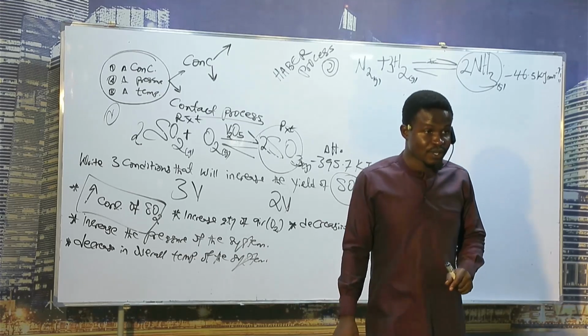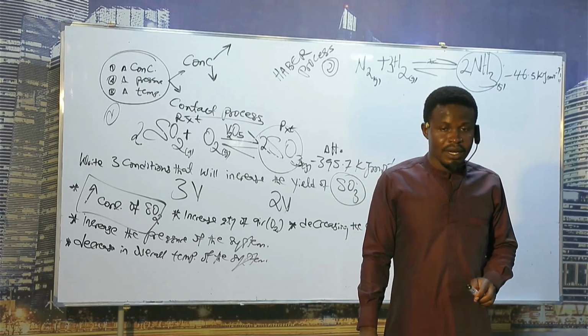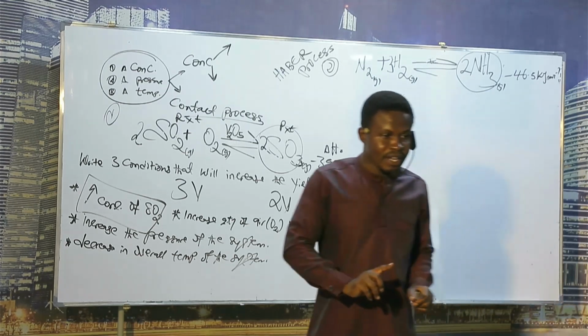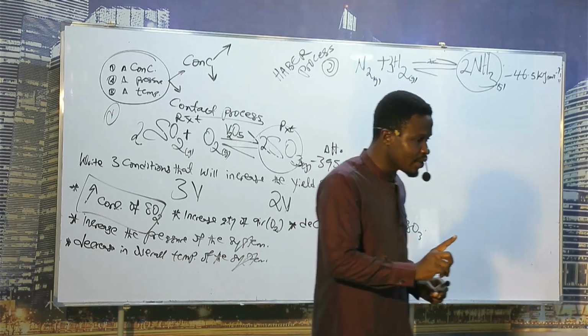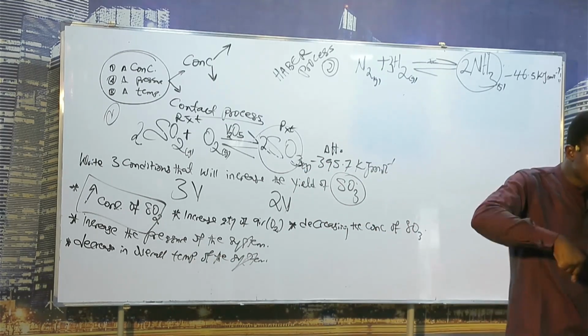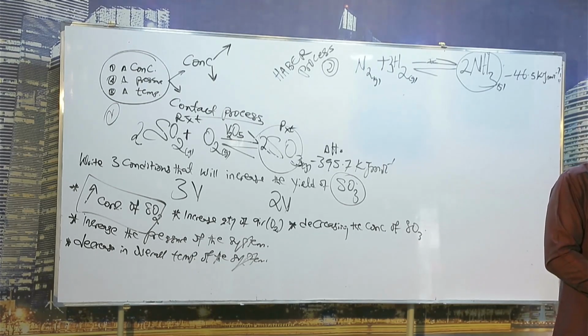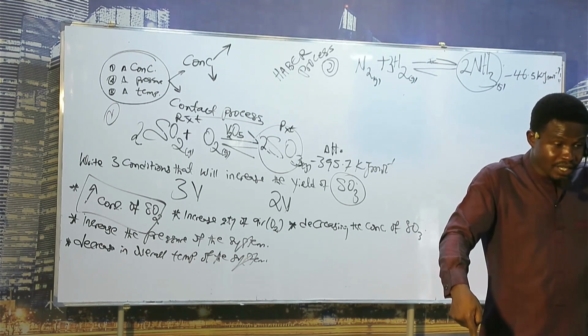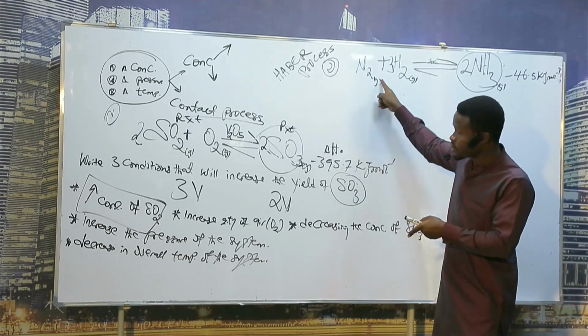Is anybody confused? For the last time, if the forward reaction is endothermic, what will happen to the backward reaction? Now, decrease in temperature, which part will it favor? Decrease in temperature will favor the exothermic part of the reaction. Now, take this down to Haber process.